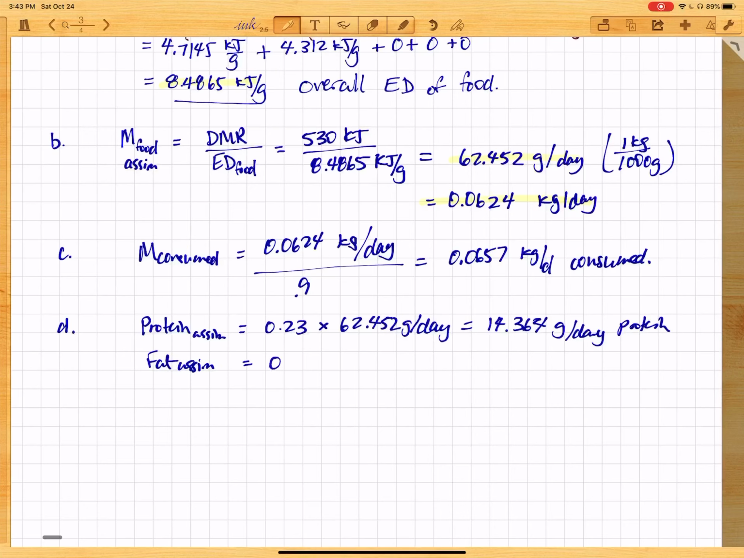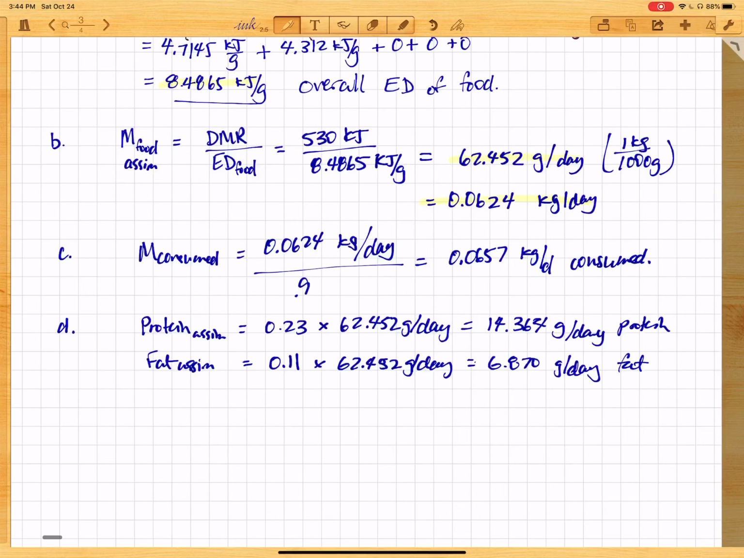And fat, same thing, 0.1111 times the food. Okay, that's going to be 6.870 grams per day fat.